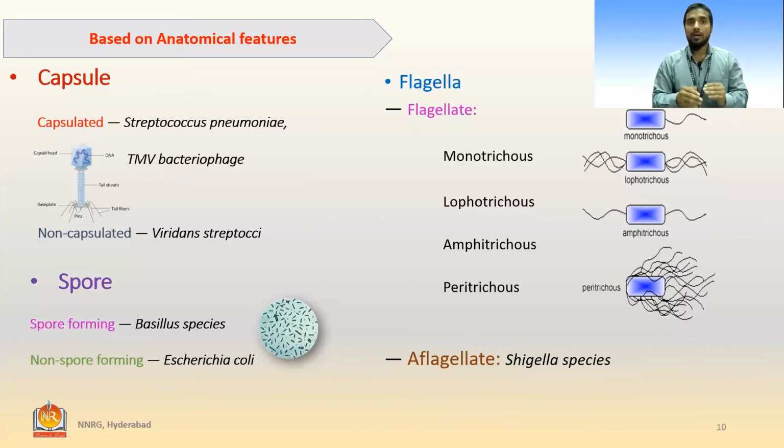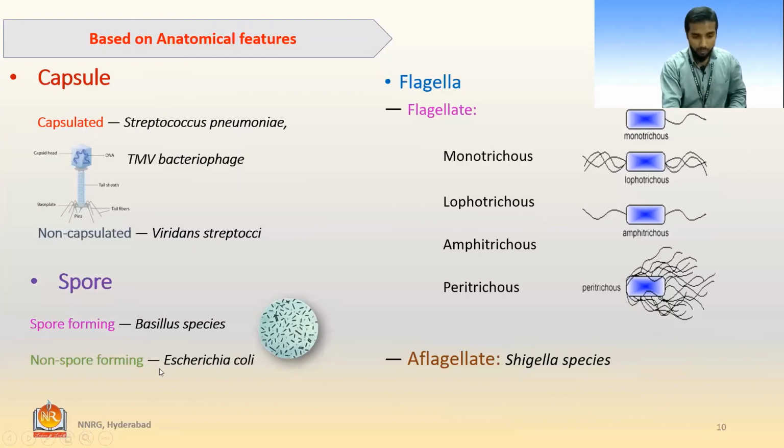For example, gram-positive bacteria has a thick peptidoglycan layer, whereas gram-negative has a peptidoglycan layer, but not as thick as the gram-positive. Similarly, based on capsule, it could have a capsule or it could not have a capsule. So capsulated and non-capsulated. Encapsulated, the example is Streptococcus pneumoniae and TMV bacteriophage. On the other hand, non-capsulated will be Viridans streptococci. And spore forming. Spore forming means it will be able to form spores itself, right? It can form a spore and it cannot form a spore.